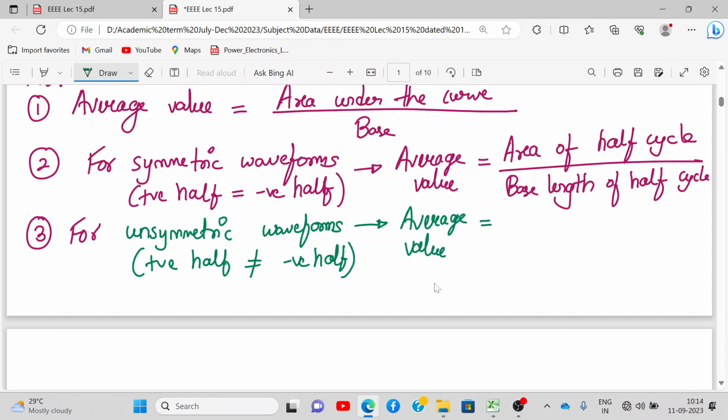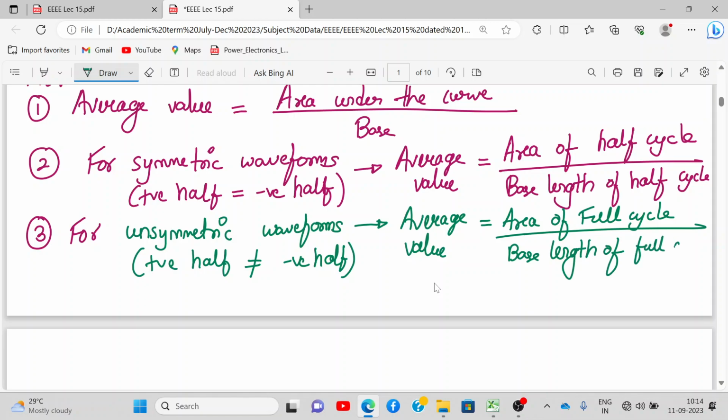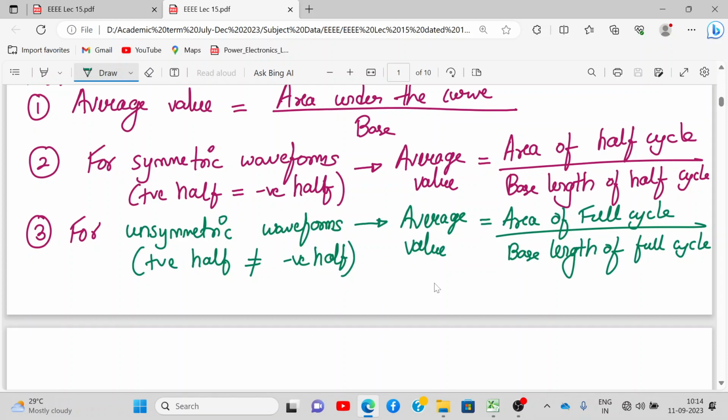There it will be area of the full cycle divided by base length of full cycle. Got it? Completed?